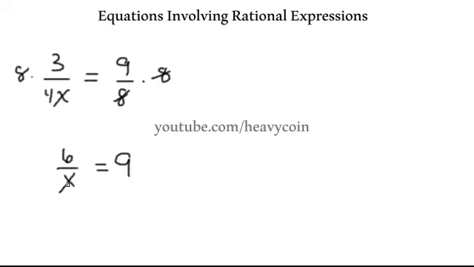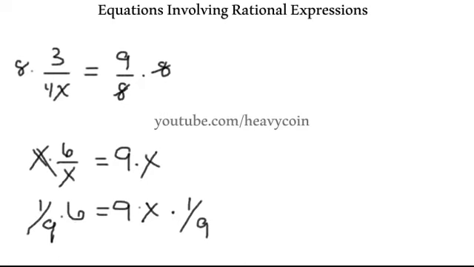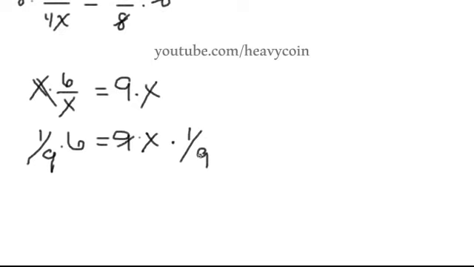Alright, now I want to get this x from down here up here. And I'm going to do that by multiplying both sides by x. And this way these x's cancel out, and so you're left with 6 is equal to 9x. Like I said, there's a lot of different ways of solving for x, so you might have a preferred way. And now what I'm going to do is multiply both sides by 1/9, and that will get rid of this 9 here. So x is equal to 6 over 9.